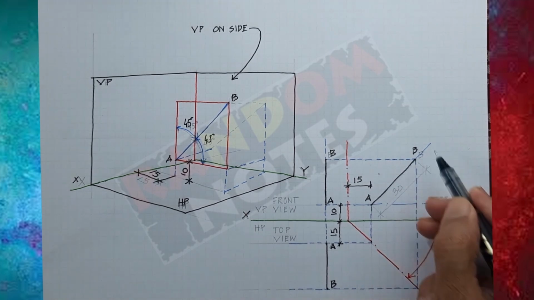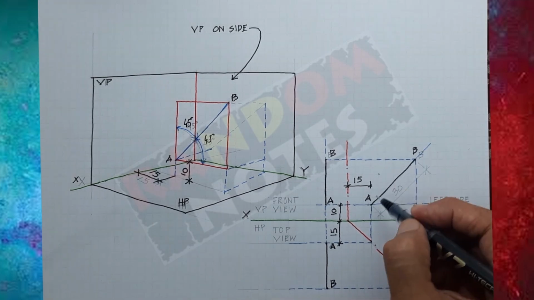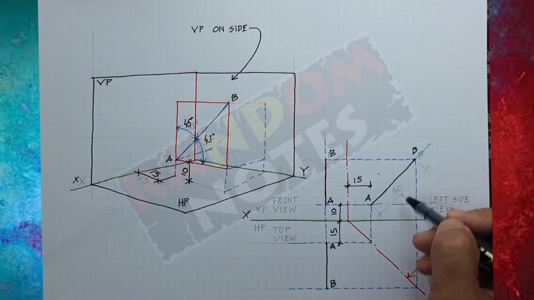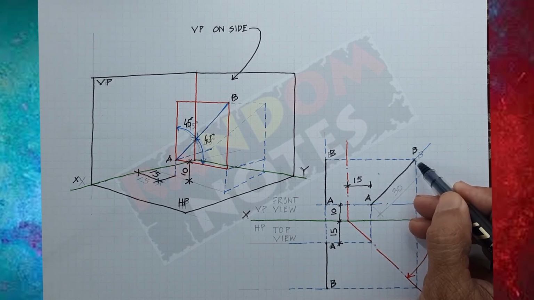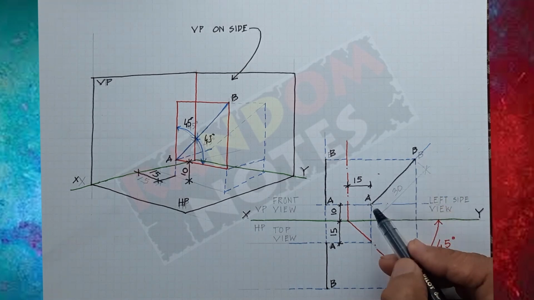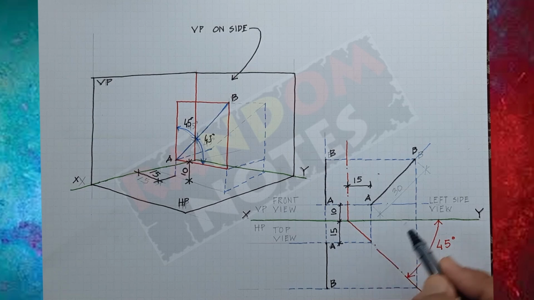I took a reference line from the horizontal at an angle of 45 degree. I drew a reference line. From point A I took 30 mm distance. Wherever it came I joined these two, I got line AB. From the point A and B I took down the projection.